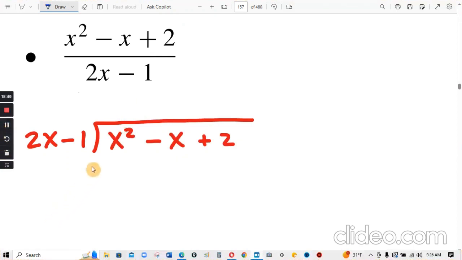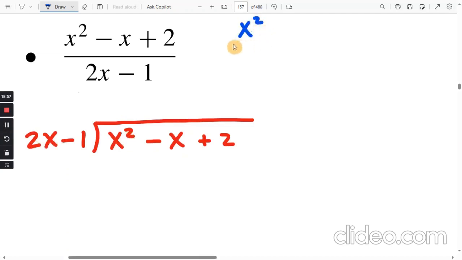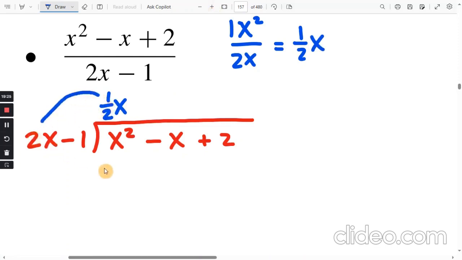Let's see. Basically, we're asking what times 2x gives us x squared? We have x squared divided by 2x. In front of the x there's a 1. So numbers and letters separately. We have 1/2. And x squared divided by x is just x. So right here is actually going to be 1/2 x. And distributing, 1/2 times 2 is 1, and x times x gives us x squared. 1/2 x times negative 1 is going to be negative 1/2 x.